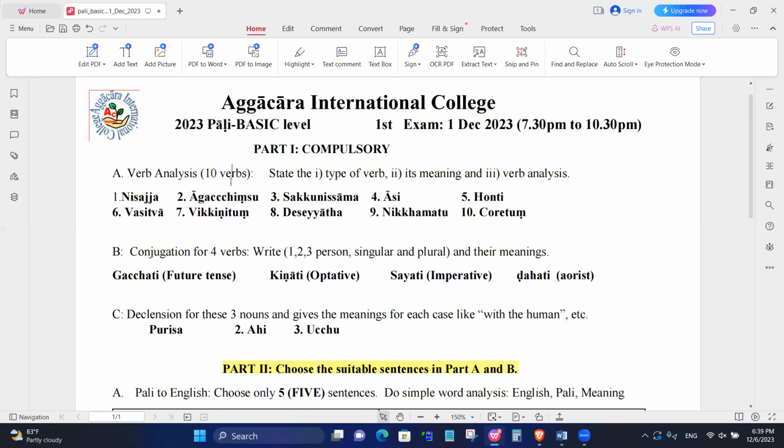Why is verb analysis important for any Pali grammar book, regardless of Pali Made Easy or any other books like Pali Primer? Verb analysis is very important. So that's why I put it as question number 1.